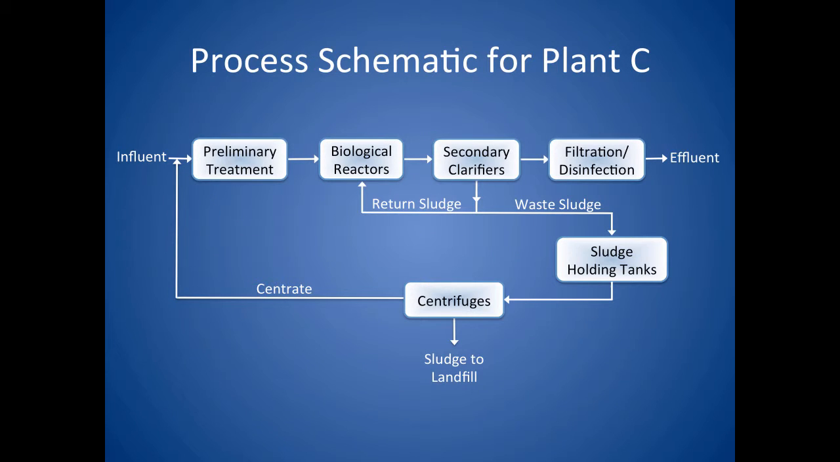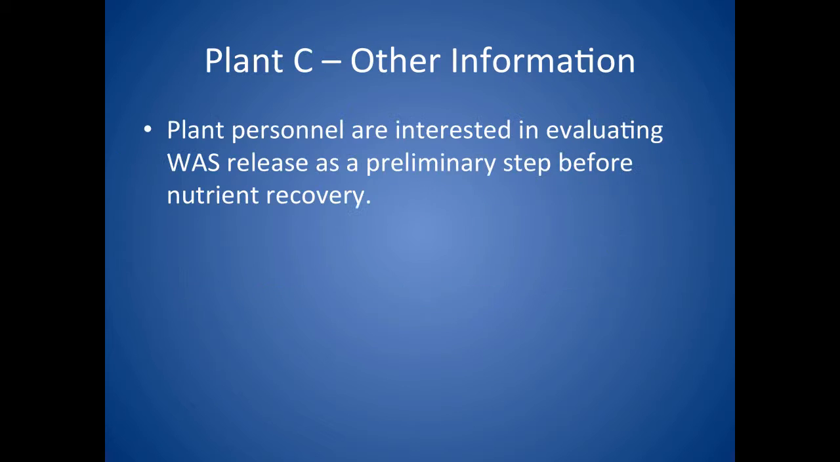This is the overall plant schematic for Plant C. Some highlights of Plant C's process are as follows. Waste sludge is held in sludge holding tanks until it can be dewatered with centrifuges. The sludge cake is disposed at the local landfill. Centrate is returned to the head of the treatment facility.